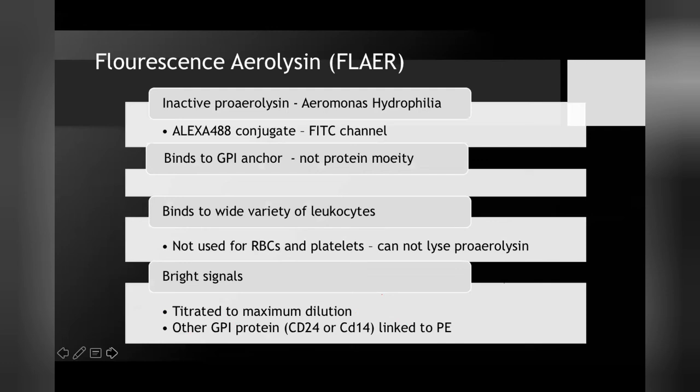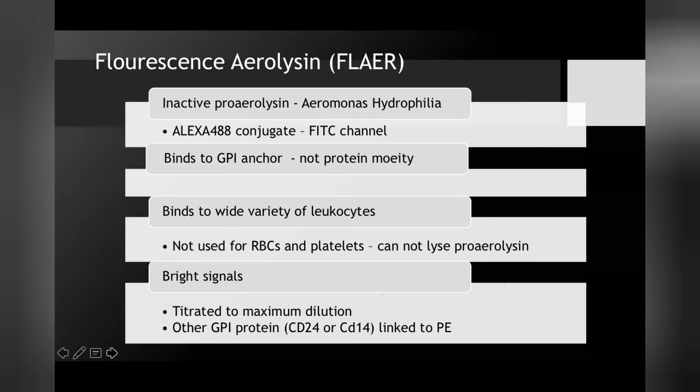So what is FLAER? FLAER is an inactive aerolysin, which is derived from Aeromonas hydrophila. And we normally conjugate it to Alexa 488 dye. Once it is conjugated to Alexa 488 dye, it can be read in the FITC channel. So our FITC channel is always occupied by FLAER. Now this FLAER directly binds to the GPI anchor and not the protein. So that is the advantage of using FLAER. And it will bind to a wide variety of leukocytes where the GPI anchor is there. But it is not used for diagnosis on red cells and platelets. The reason is that these cells have to convert pro-aerolysin into aerolysin, and that cannot be done by red cells and platelets.